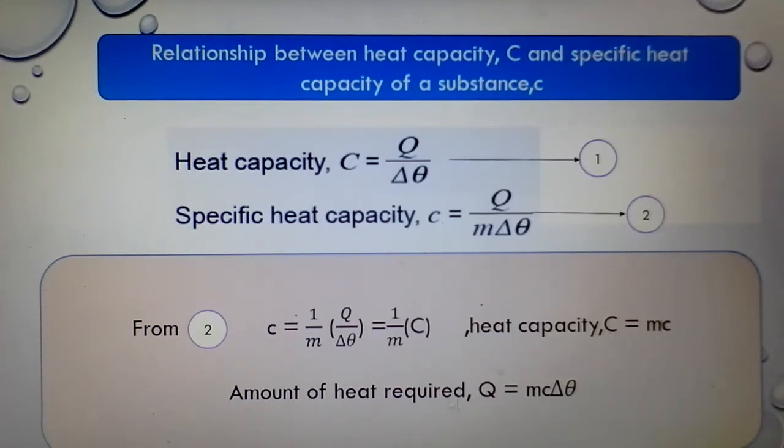Okay, so amount of heat required also can be calculated from equation 2. So we have Q equivalent to MC delta theta. Or most of the books just write down Q equivalent to MC theta. So need to understand what is meant by theta. Theta is temperature difference or change in temperature.